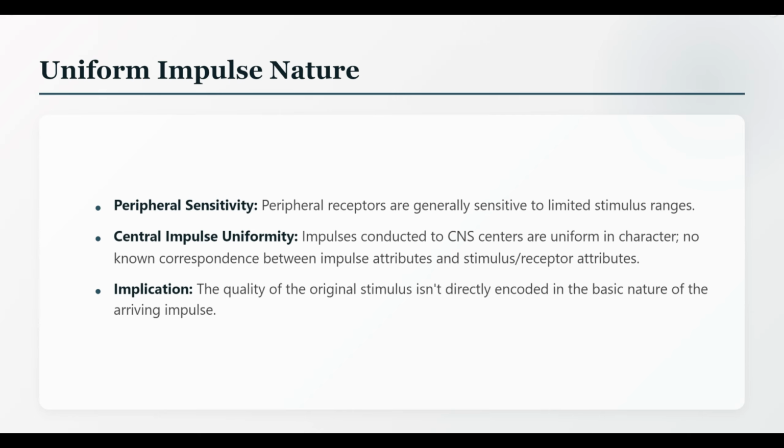There's no known direct link between the specific attributes of the original stimulus, like its color, loudness, texture, and the intrinsic properties of the nerve impulse traveling to the brain. The raw signal is basically the same, regardless of what caused it.